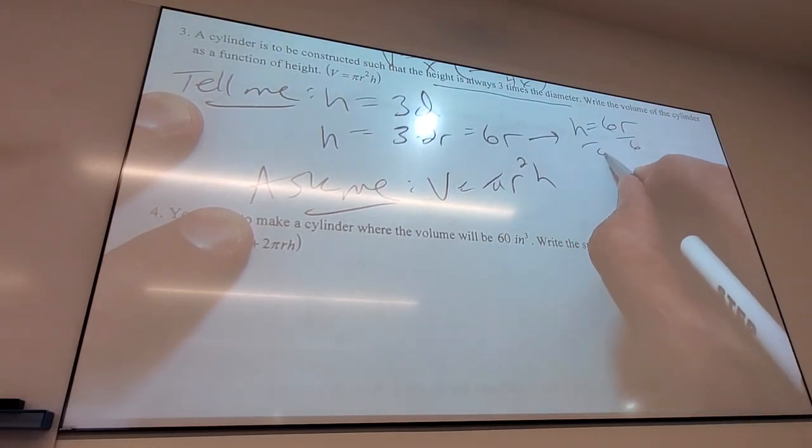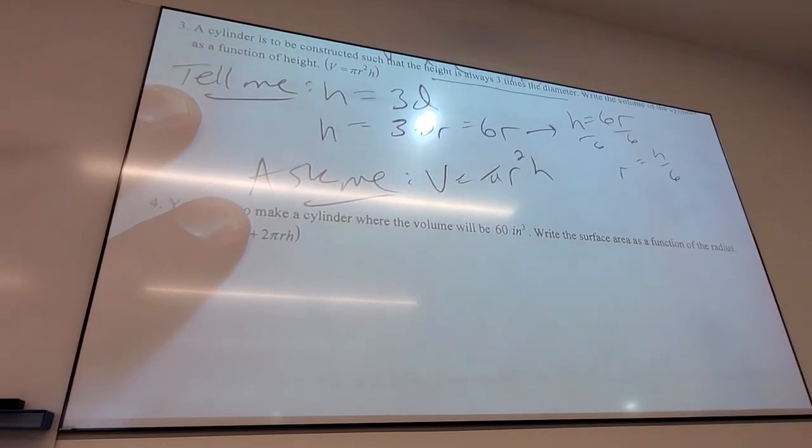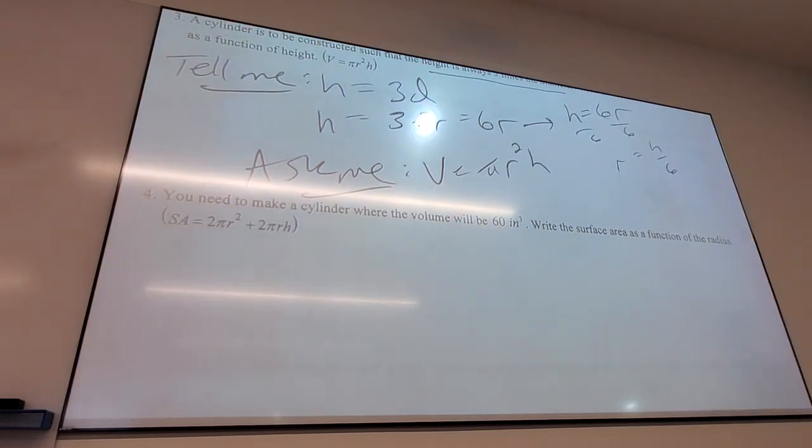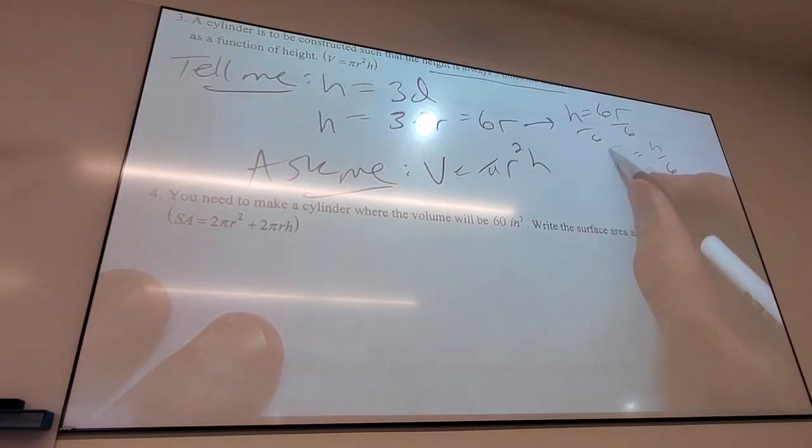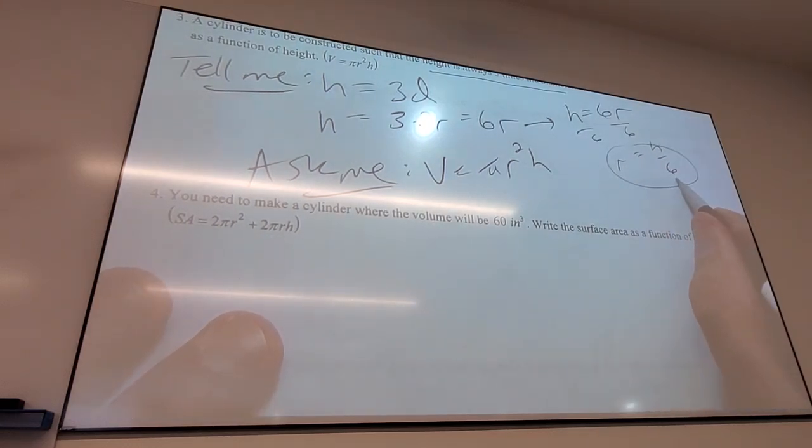Divide by 6. So now I know the radius is 1/6 the height. So again, do you know which letter you want to get rid of? So you know which letter to solve what they told you for. What can I do with this now? Plug it in.